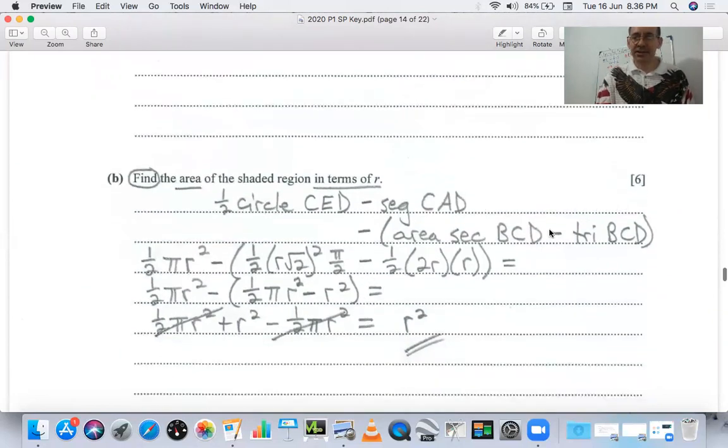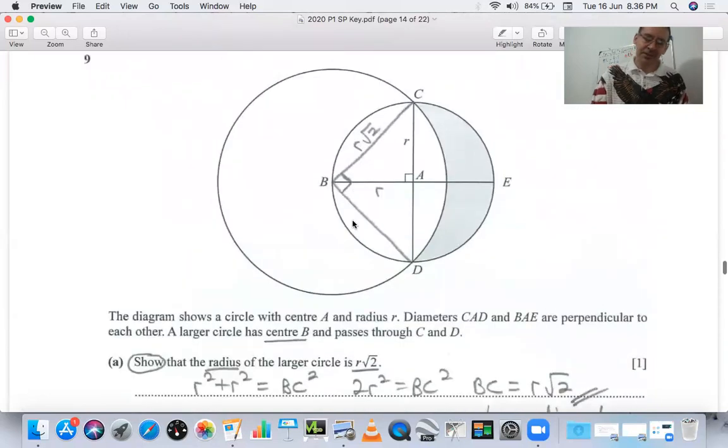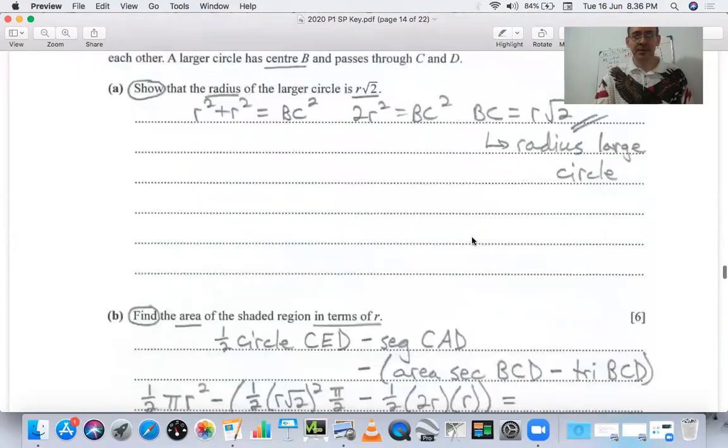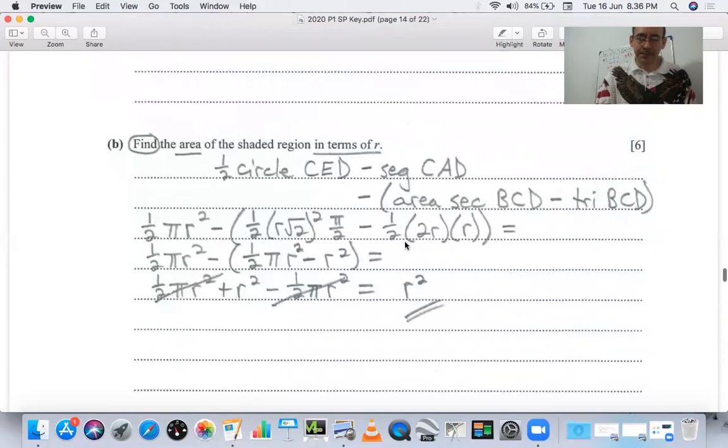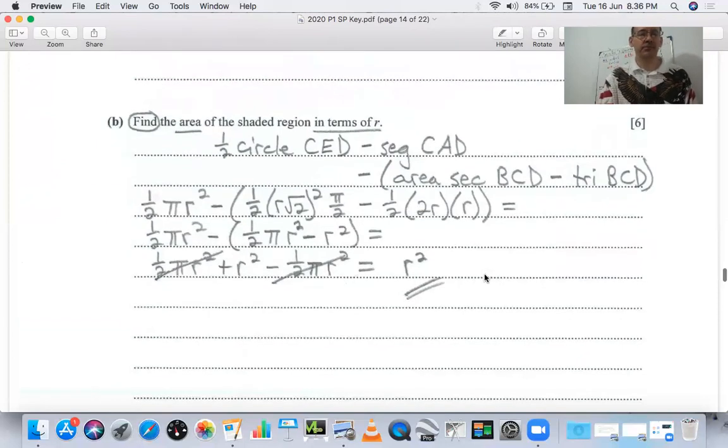Then minus the area of a triangle. Area of a triangle is 1/2 base times height. This is our triangle here, BCD. Here is the base, R and R, so we have 2R as the base and R as the height. So 1/2 base, which is 2R, and height is R. So the 2's cancel there.